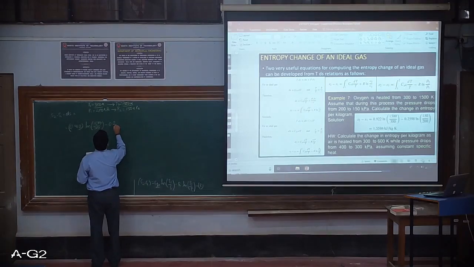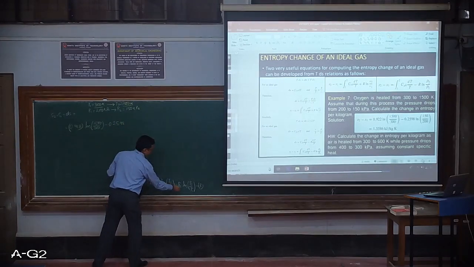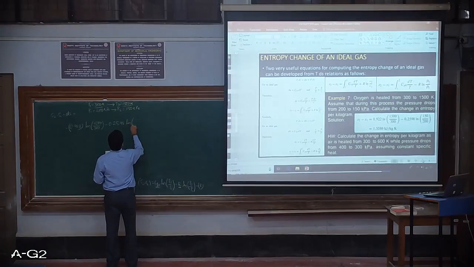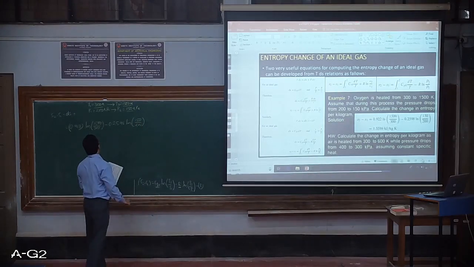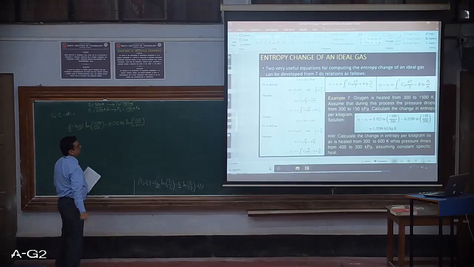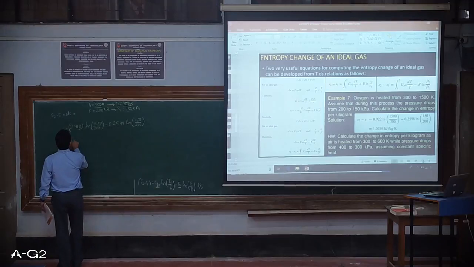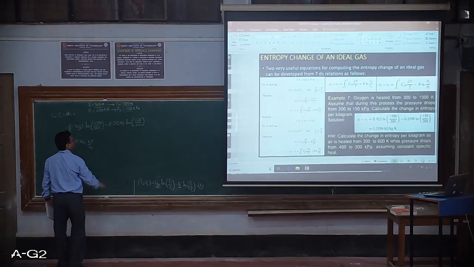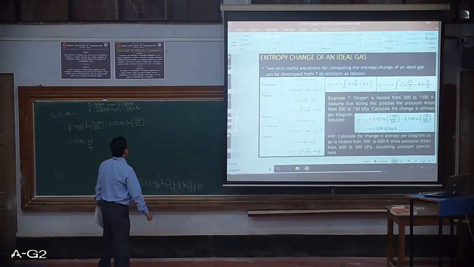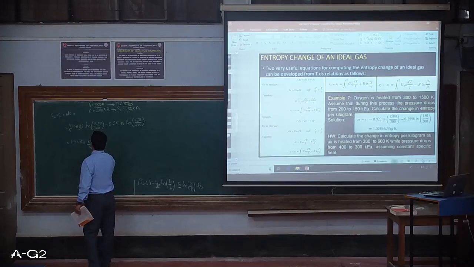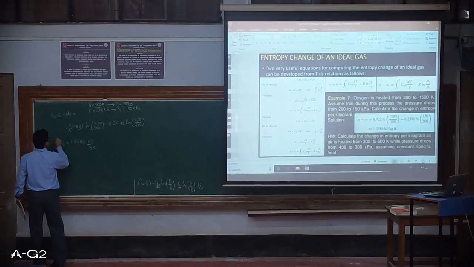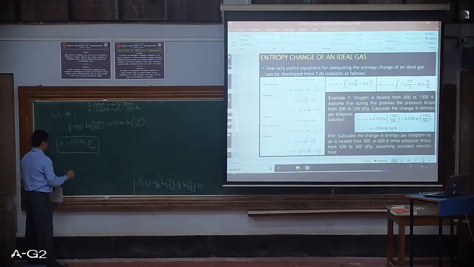So 0.2598 is the value of R, and then again ln P2 by P1. P2 is 150 and P1 is 200. Both are in the same unit, no need to worry about it. So the final answer after this is 1.5586 kilojoule per kg Kelvin. Okay, so final, right, since we have taken this on a per kg basis. So the value of change in entropy for a given ideal gas is this.